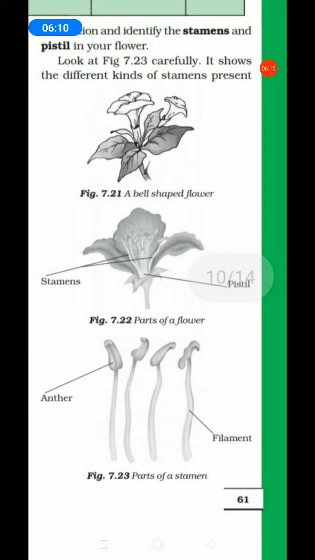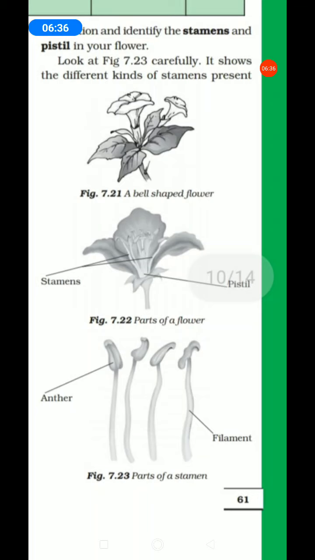See the picture, a bell-shaped flower, parts of a flower. What are the parts of the flower? Listen, see the picture, stamen. This one is a stamen, cream color. All of you see the picture in your book, page number 61. Then anthers. Anthers are yellow in color. Then next, pistil. Pistil is green in color.